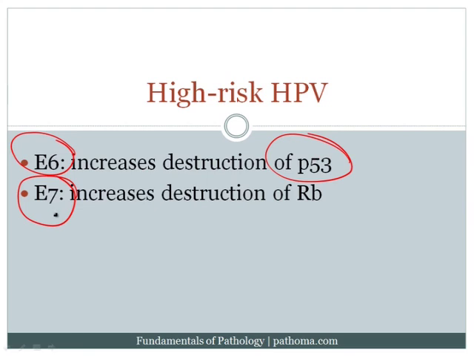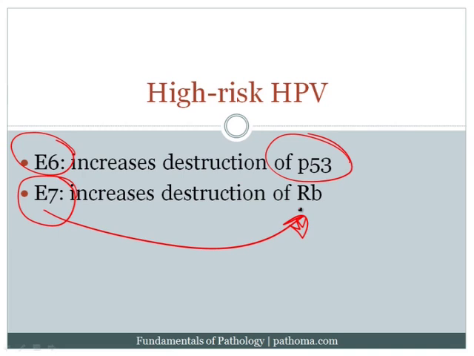And E7, what it does is it knocks out retinoblastoma, and you recall that retinoblastoma holds a very important molecule, which is called E2F, and E2F is necessary for progression through the cell cycle. You must phosphorylate retinoblastoma before it will release E2F. If you destroy retinoblastoma, E2F is floating around free, and therefore will be used by the cell to move into the G1 to S phase.